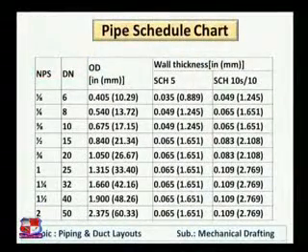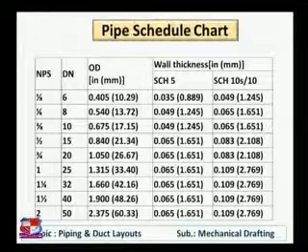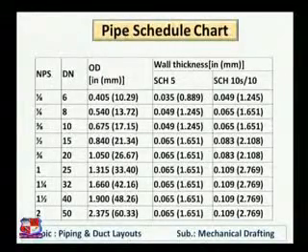Now what is a pipe schedule chart? It is new to us. Pipe schedule chart means this chart indicates the size of pipe for particular parameters. NPS means nominal pipe size. 1/8 means the 8th part of 1 inch.